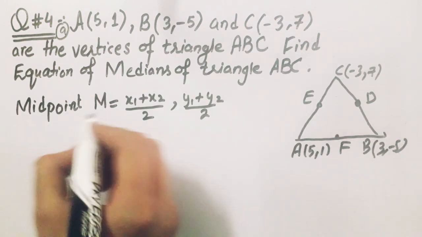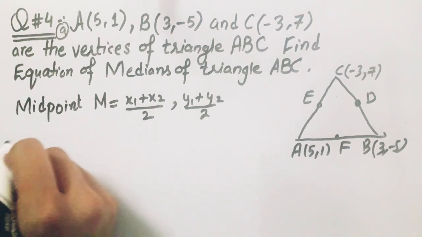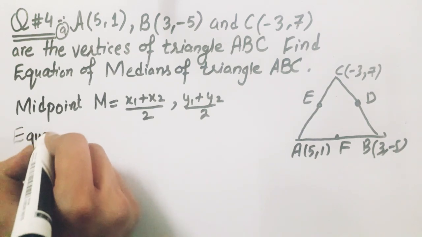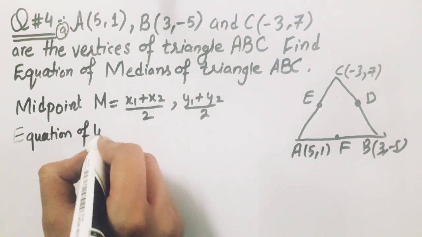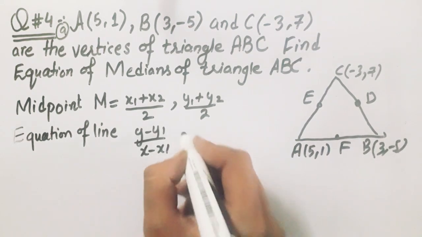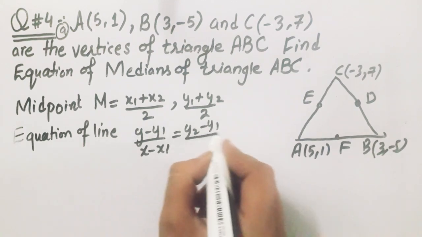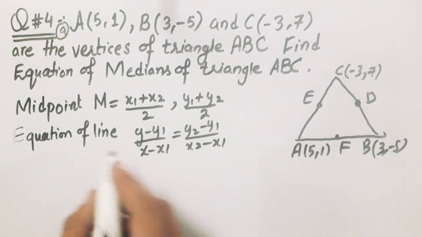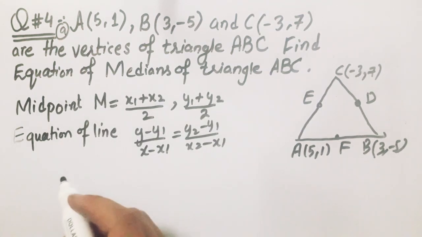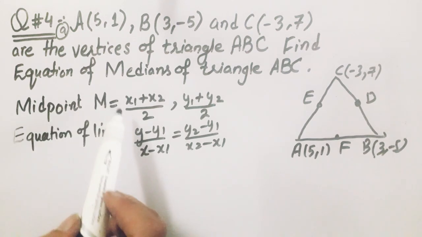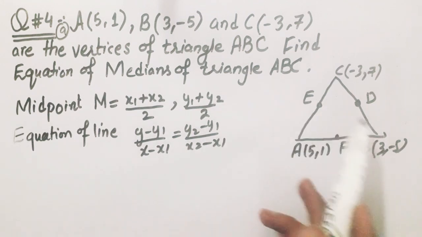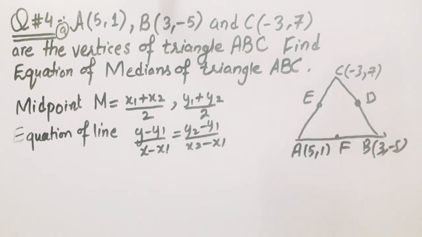Now another important formula, that is the equation of line. Because you also have to find the equation, the equation of line is always y minus y1 by x minus x1, which is equal to y2 minus y1 divided by x2 minus x1. So this is the formula. Then you will cross multiply and get the equation of line. So first you have to solve these midpoint and equation of line for this point, and then we will solve the B part.